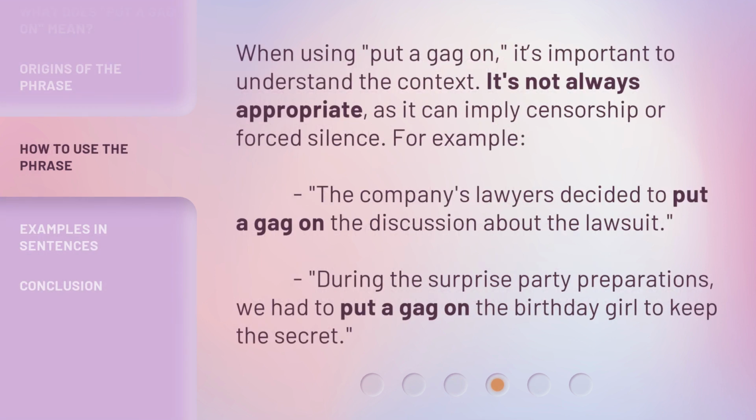When using put a gag on, it's important to understand the context. It's not always appropriate, as it can imply censorship or forced silence. For example, the company's lawyers decided to put a gag on the discussion about the lawsuit. During the surprise party preparations, we had to put a gag on the birthday girl to keep the secret.